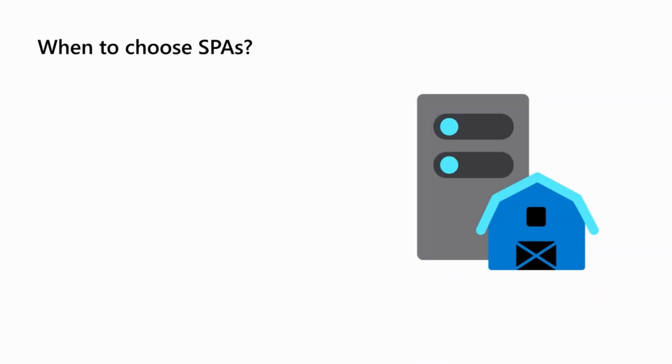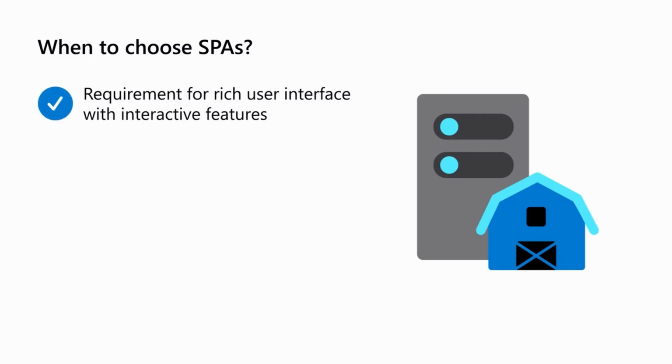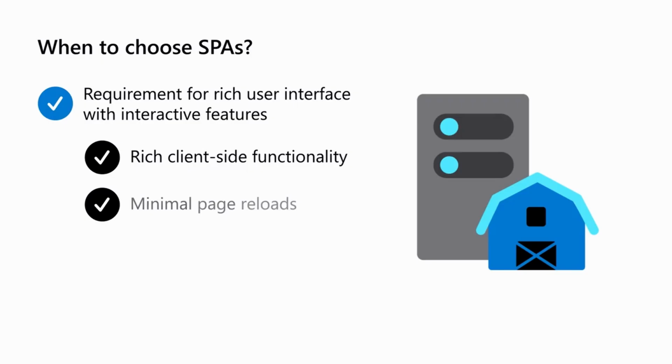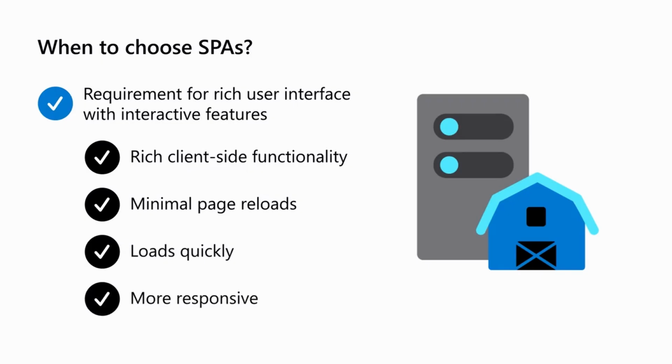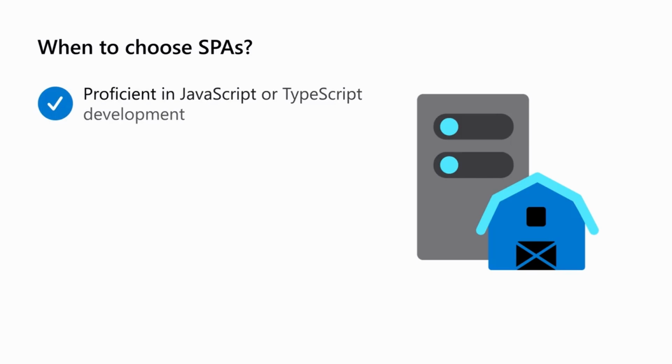So when should you choose an SPA style of development for your web app? Let's look at 3 key factors. 1. When your app is expected to have a rich user interface with interactive features. SPAs can support rich client-side functionality that doesn't require reloading the page as users take actions or navigate between areas of the app. SPAs load faster, fetching data in the background, and individual user actions are more responsive since full-page reloads are rare.